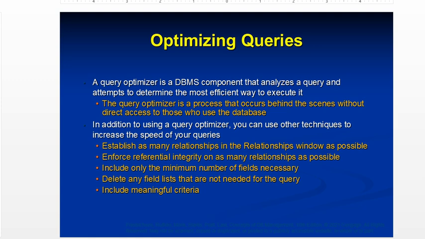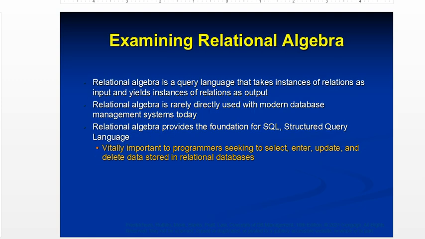Optimizing queries: the query optimizer is a DBMS component that analyzes a query and attempts to determine the most efficient way to execute it. So it's an easier way to run the algorithm and get an output a lot faster, a lot quicker, without using a whole lot of resources.